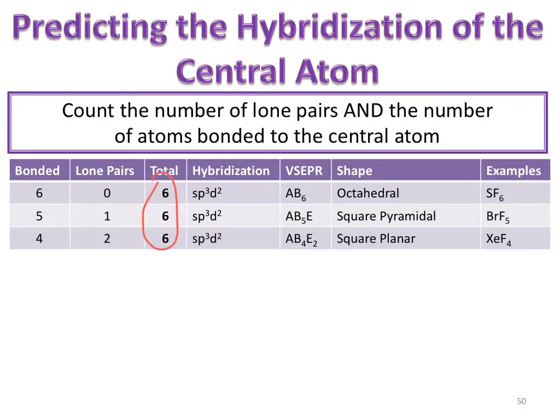Finally, we're looking at 6 total domains. We need 6 atomic orbitals in the hybrid: 1 s, 3 p's, and 2 d's. The VSEPR models are AB6, octahedral, AB5E, square pyramidal, and AB4E2, square planar.